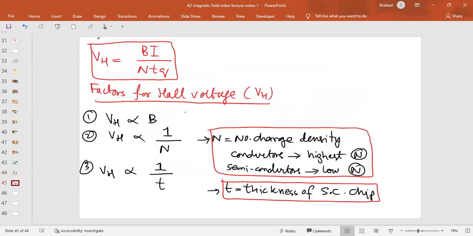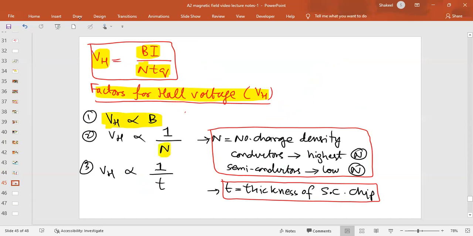Okay, the last thing from it is, as you know, that Hall voltage is BI over ntq, so we have to look for the factors of the Hall voltage. So from the equation, there are several factors. One of them is magnetic field, V_H proportional to B. If greater magnetic field, then greater Hall voltage will be displayed by the voltmeter.